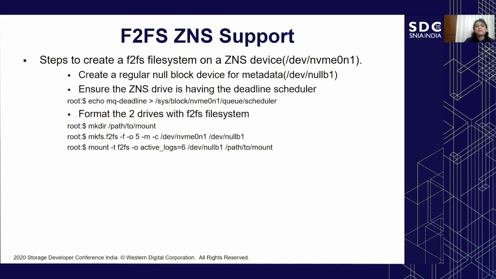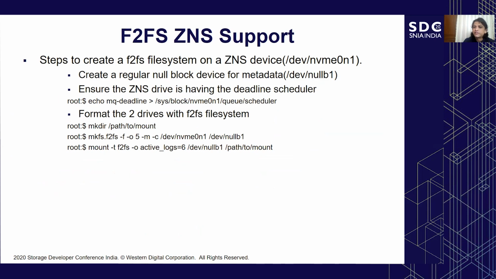So here are the steps to create an F2FS file system on a ZNS device. We need to have a block device. If a block device is not available, you can create a normal null block device for metadata. It is not a zoned block device, just a normal block device. Or if you have another regular SSD or any other block device, then that should be okay.